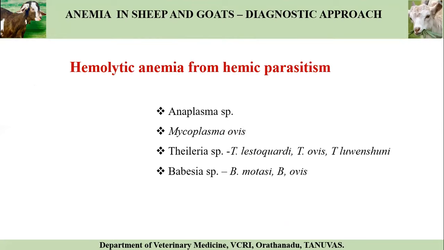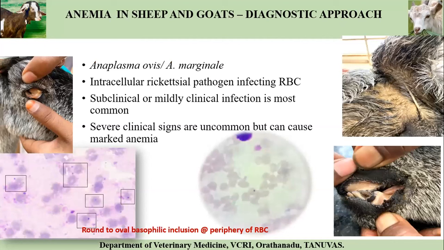Next we will see the hemolytic causes of anemia in sheep and goats. What are the hemolytic causes? It might occur due to Anaplasma, Mycoplasma ovis, Theileria, or Babesia. Anaplasma ovis is an obligate intracellular rickettsial pathogen infecting RBCs in domestic and wild sheep and goats. Normally it produces icteric mucous membranes, and this case we attended in our clinic was confirmed as Anaplasma infection with an icteric abdominal area.